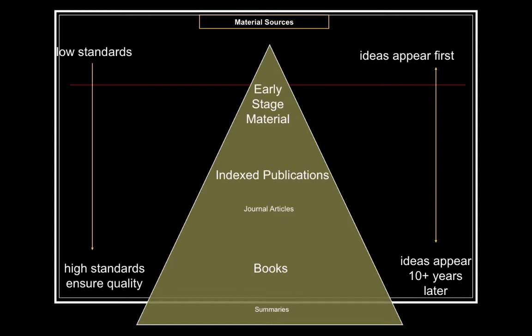Why do you want a combination? Because the farther down you go in this pyramid, if you look at the other side, the number of layers that something has to go through to get published changes. A book has many more layers of people agreeing that it needs to be published than something typed up on the internet. So you want a combination depending on your topics. Some topics will lend themselves much more to early stage material, and for some you'll lean more toward books.